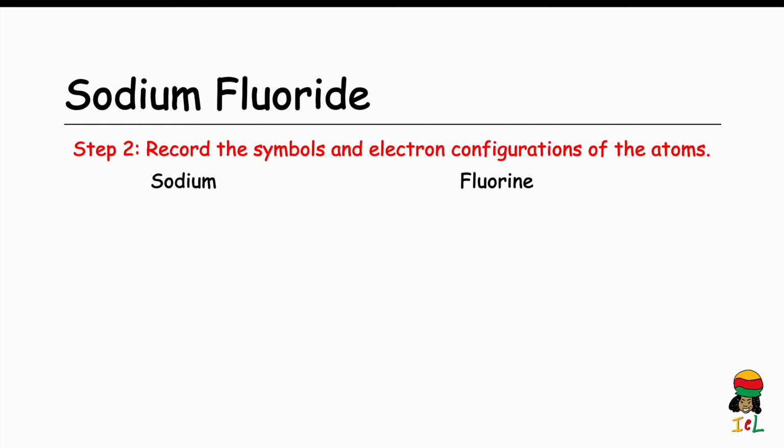Step 2, we will record the symbols and the electron configurations for the atoms. If you don't know this information offhand, we can use the periodic table to help us. So let's take a quick look at the periodic table.